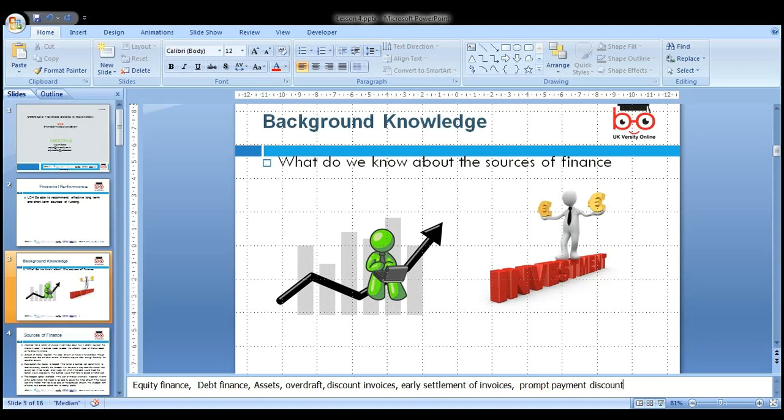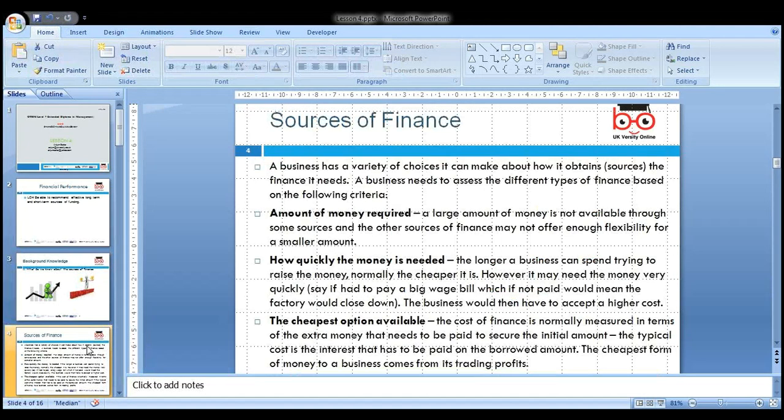For example, if the early settlement discount costs you 2%, you're giving 2% discount to your customer and they will pay you money quicker. But if you borrow money from the bank, it may charge you 8-9%. So a 2% prompt payment discount is better than 8-9%. We always need to look at these costs and benefits. We have to do a cost and benefit analysis before making the final decision on which source of finance we'll use.